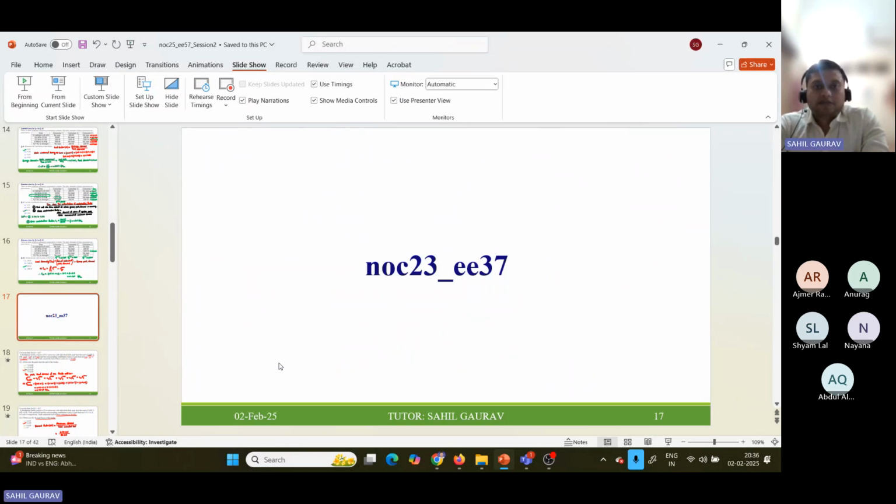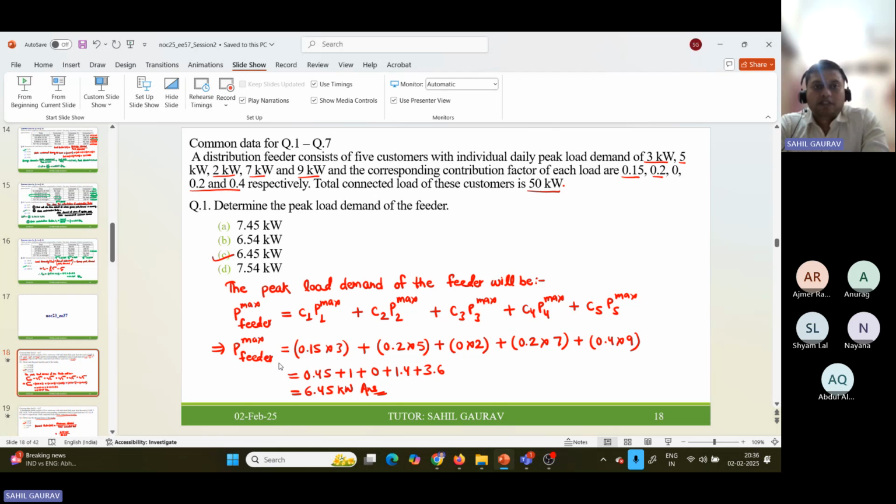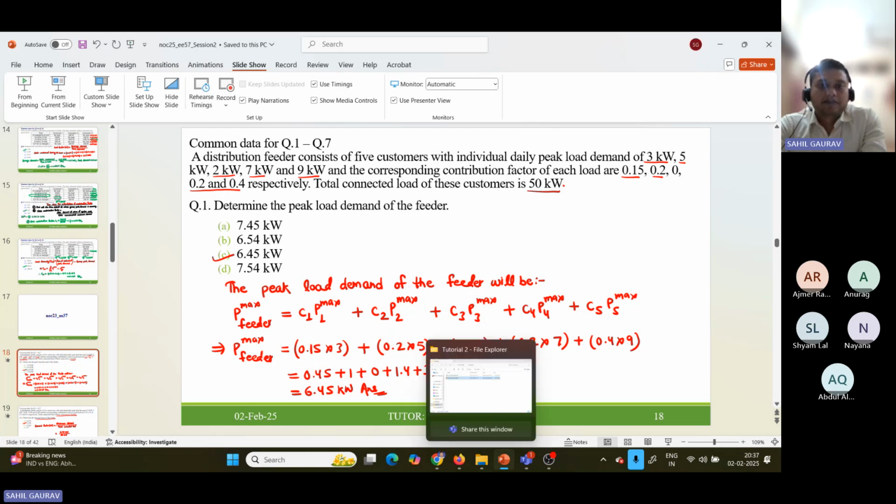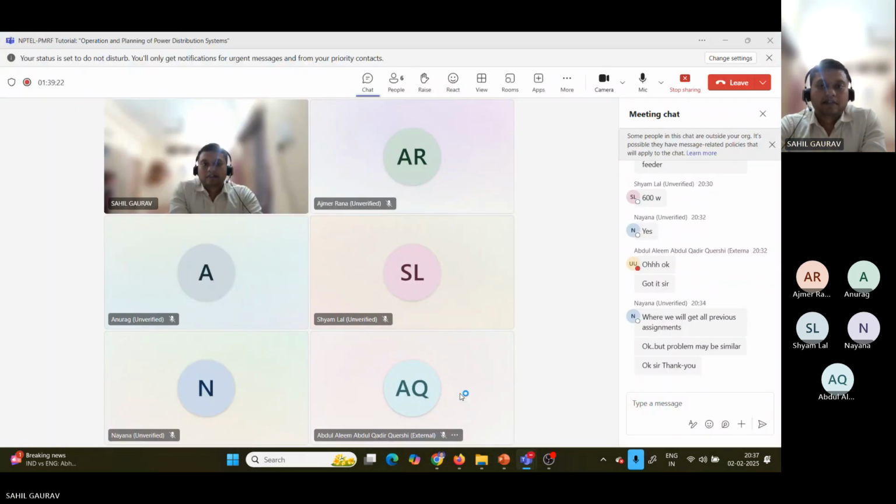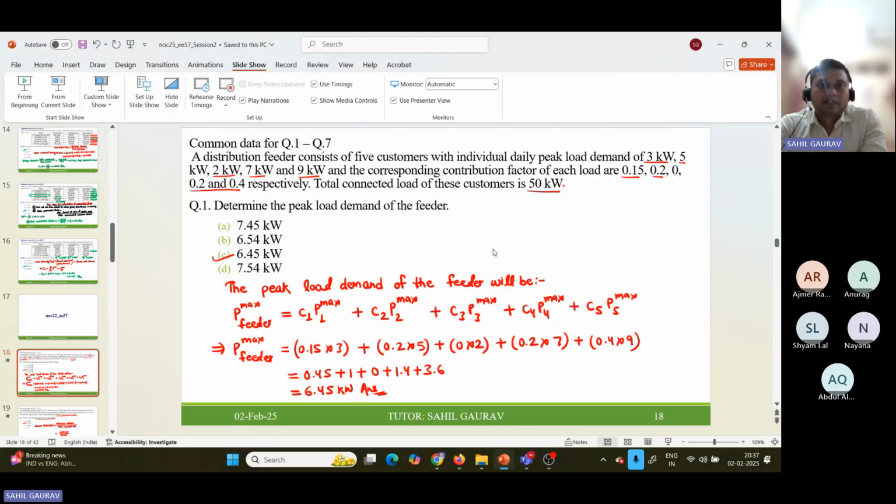So for the 23rd session, the first problem is that again they have different types of customers. They have say 5 customers, and their individual peak demands are given, and the corresponding contribution factor is also given. Total connected load of this customer is 50 kilowatt. So first they're asking what the peak load demand of the feeder is.